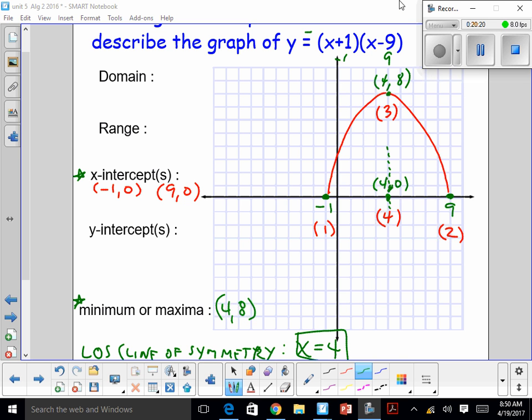Will it give you the line of symmetry? It will not. You will need to know that for the line of symmetry, you just take the first number of the maxima. Take the x of the maxima, and then that is going to drop straight down.